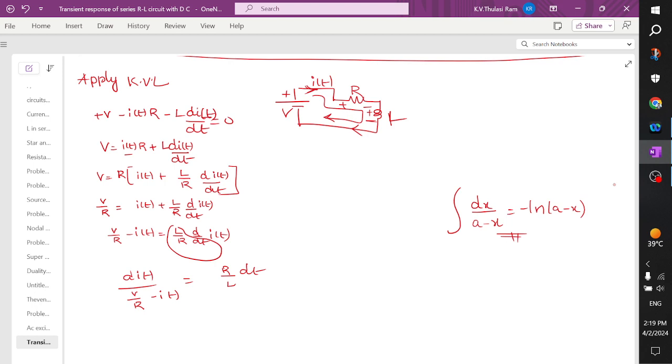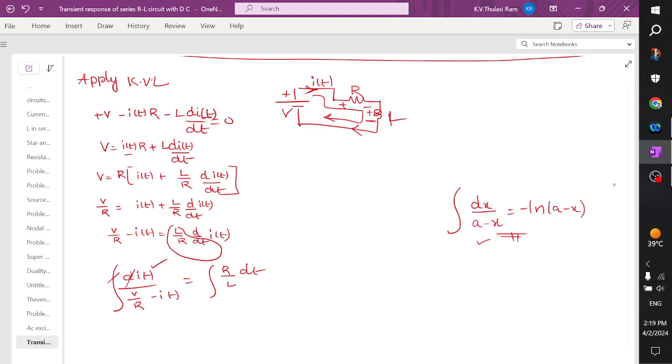Sir, why do you express it in this form? Because I want to express it in this form, dx divided by a minus x. So here my intention is finding out I of t. So here you have a differentiation. To nullify this differentiation, I am going to perform integration on both sides. If I perform the integration on both sides, differentiation and integration get nullified, then I can express I of t.